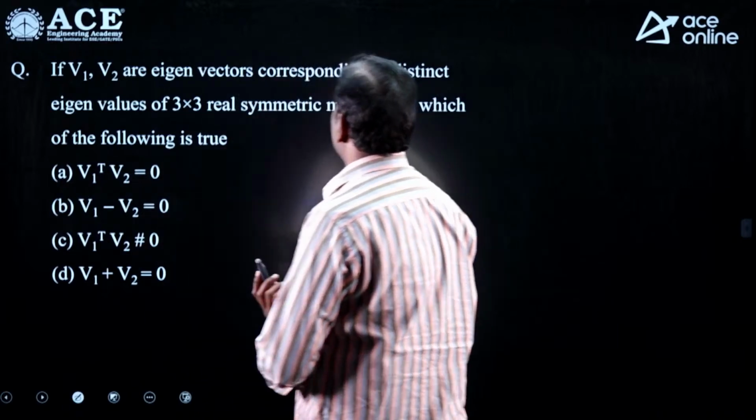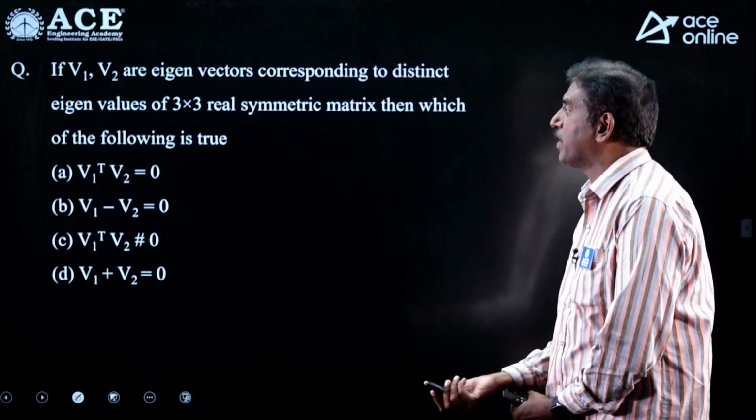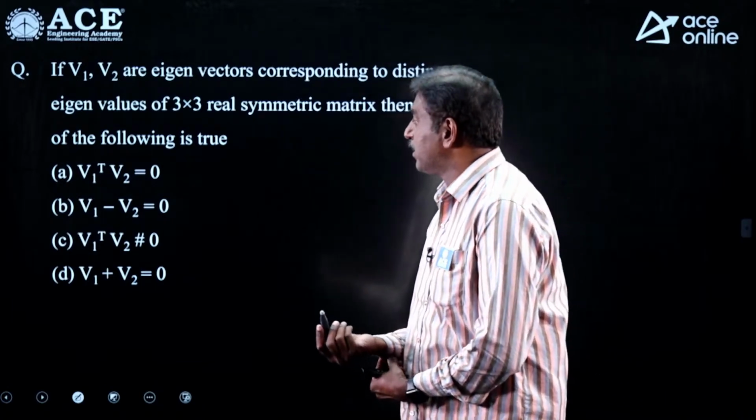Okay, now coming to the next problem. V1 and V2 are eigenvectors corresponding to the distinct eigenvalues of a 3 by 3 real symmetric matrix. Okay, already this is a direct property of eigenvectors.